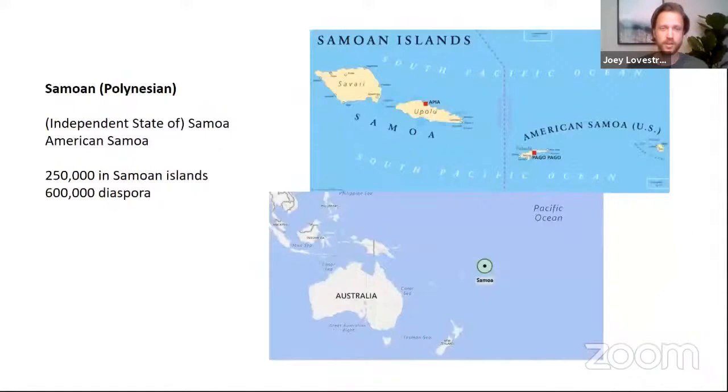The second language we're going to be talking about is Samoan, a Polynesian language spoken in a place that couldn't be much more different than Gwich'in, a Pacific Island. The islands of Samoa make up mostly the independent state of Samoa, but there's also some American territories that are Samoan islands as well. There may be about 250,000 people in the Samoan islands, and they use the language as their primary language, and there may be another 600,000 or more Samoans in the diaspora. It's primarily Australia, New Zealand, America, and their language use is going to be significantly lower.